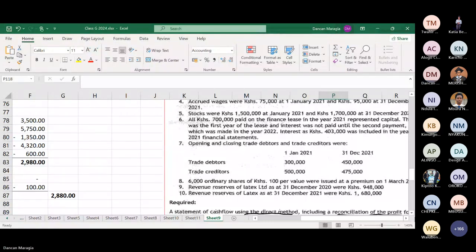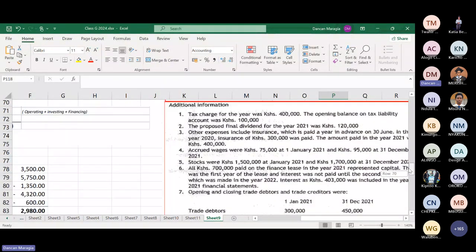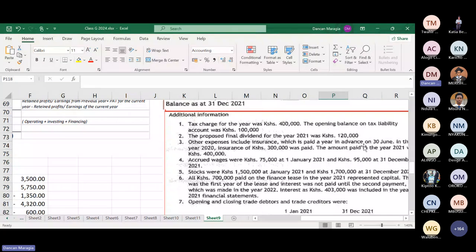So now start asking yourself, we have closed with total reserves of 1680. We opened with reserves of 948. Then in the year, we are saying we are paying dividends of how much? 120. What do you think is going to be the profit for the year? We're doing that in 1 minute.